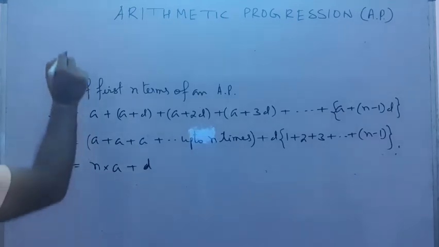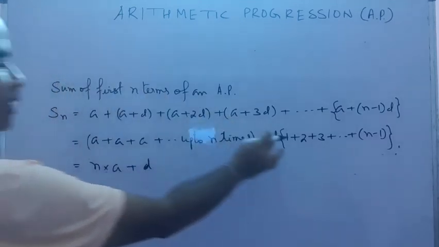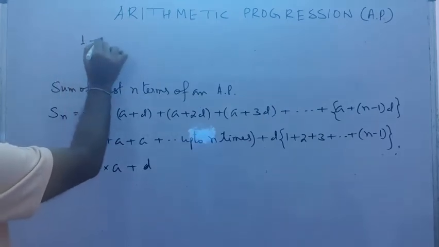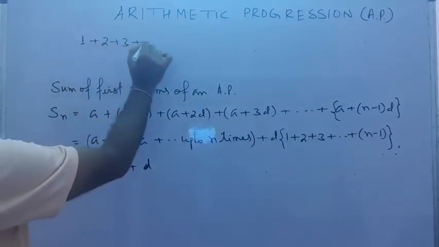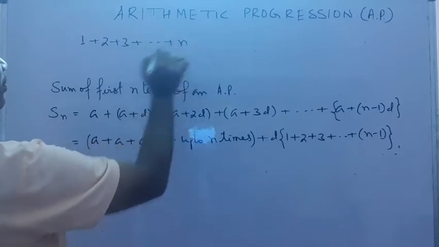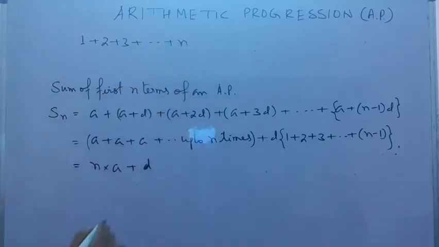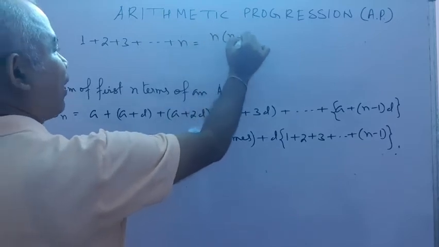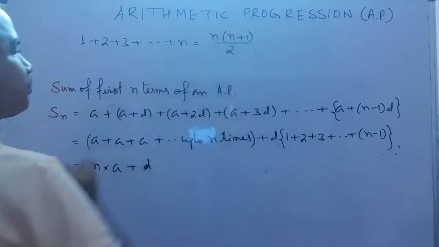We have a formula. Suppose these are all natural numbers. Suppose you have to add n natural numbers, 1 plus 2 plus 3 up to n. Then the answer is n into n plus 1 by 2.